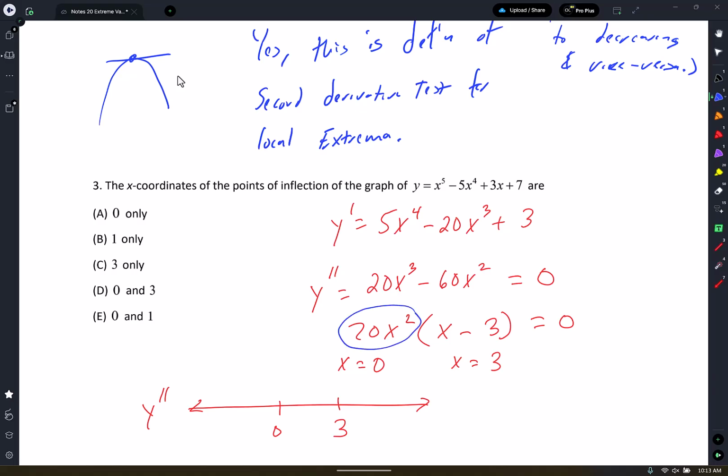All right, that 20x squared, do I have to worry about it? No, it's always positive, so don't even look at that. If I'm to the left of 0, like -1 or -2, it doesn't matter: -2 minus 3 is negative. All you care about is the sign, guys. A number between 0 and 3, like 1: 1 minus 3 is negative. A number bigger than 3, like 5: 5 minus 3 is positive. So this is my second derivative. I only have one location where the sign changes, at 3. So where's my point of inflection? 3, and that's it.